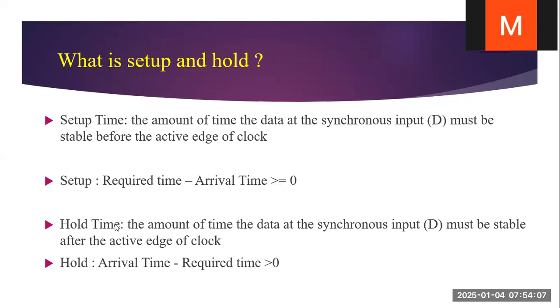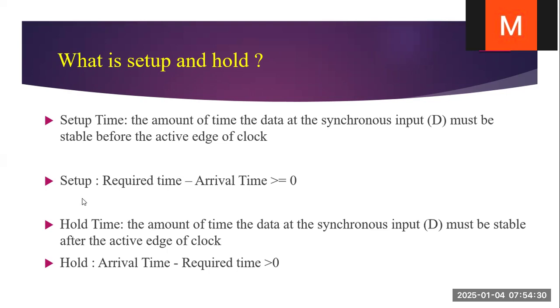Next is hold time. It is the amount of time the data at the synchronous input D must be stable after the active edge of the clock. It can be represented as arrival time minus required time. Here in setup time, data is delayed. In hold time, clock is delayed.